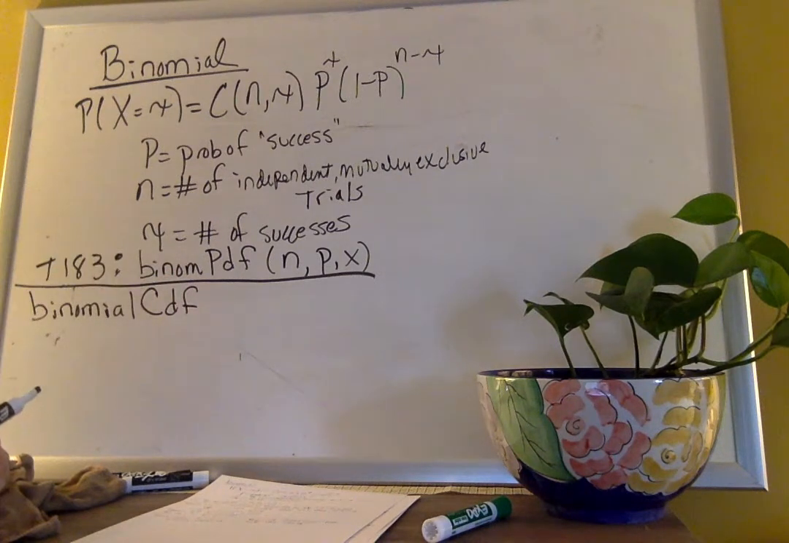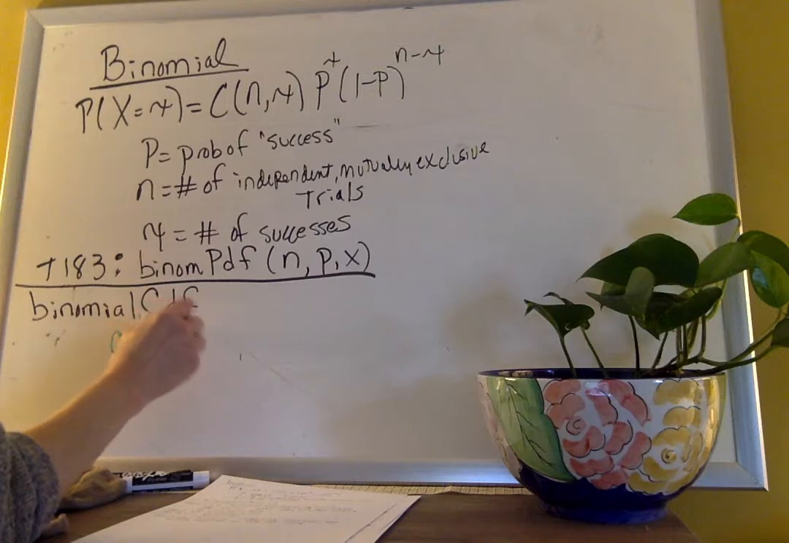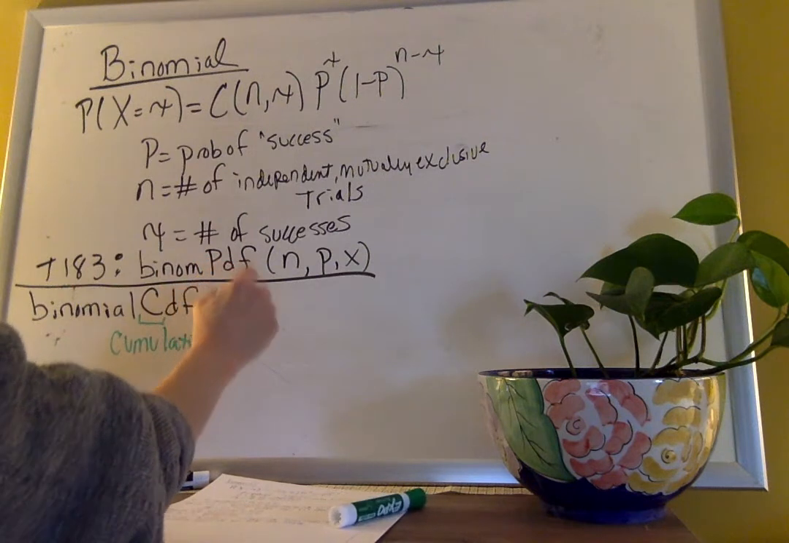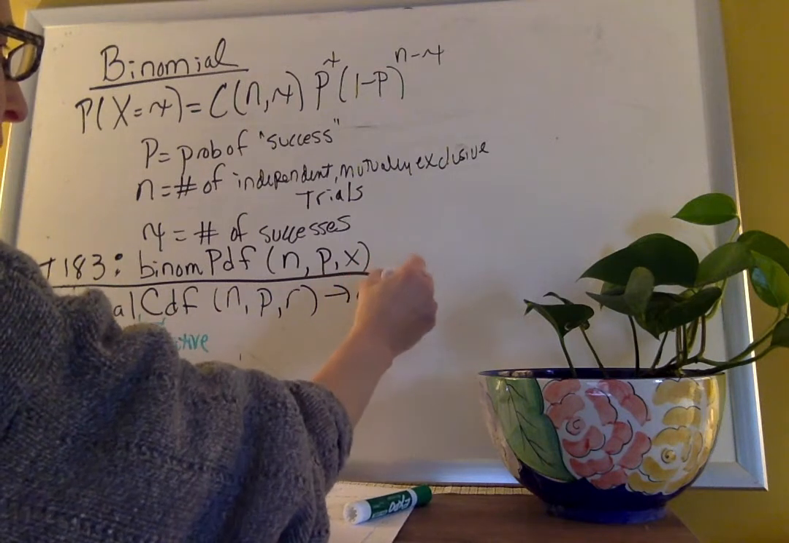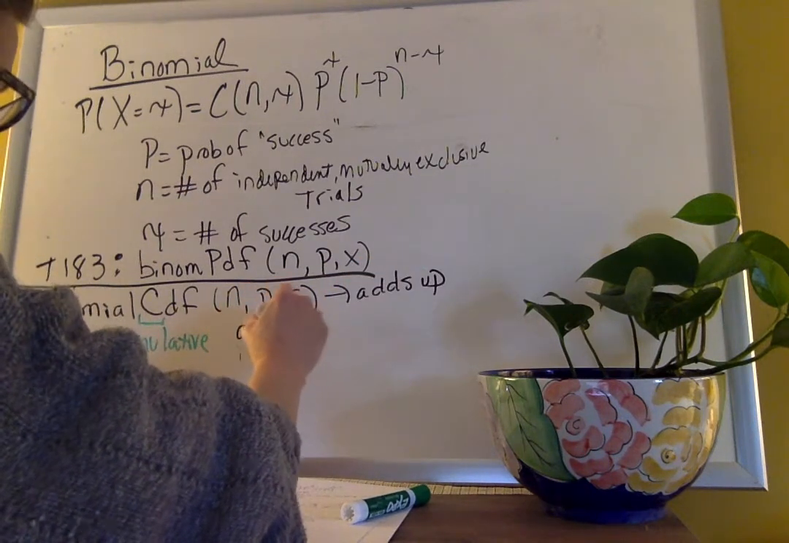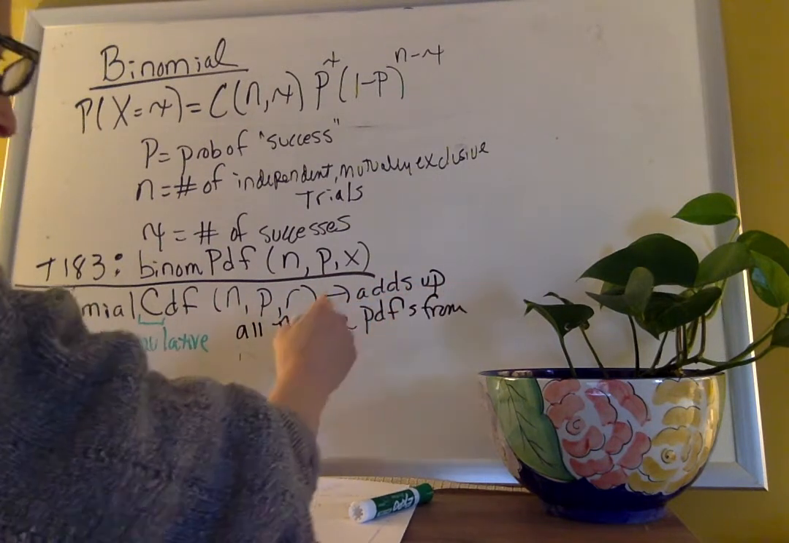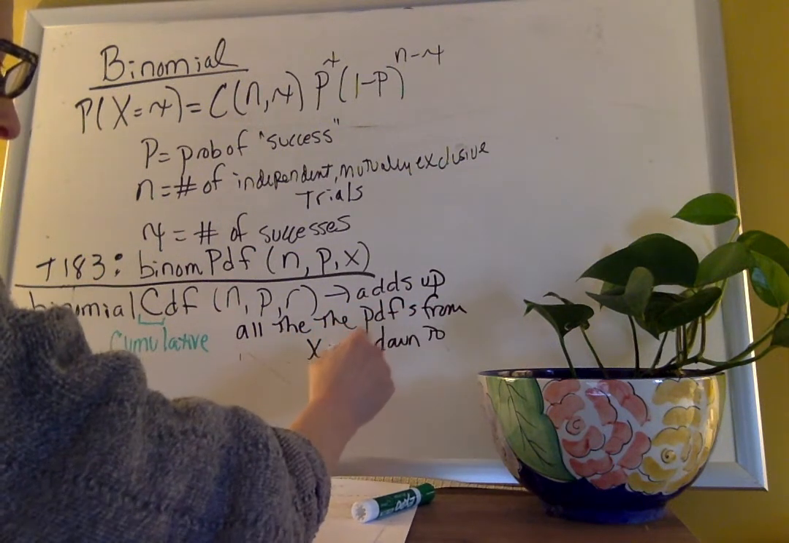When we go to our calculator in a minute, you're going to see right below, there's an option called Binomial CDF. Now, unfortunately, that C has nothing to do with the word combination. This C stands for cumulative, okay? Binomial CDF, let's just put in some letters. This adds up all of the PDFs, the individuals, from x equals r down to x equals 0.